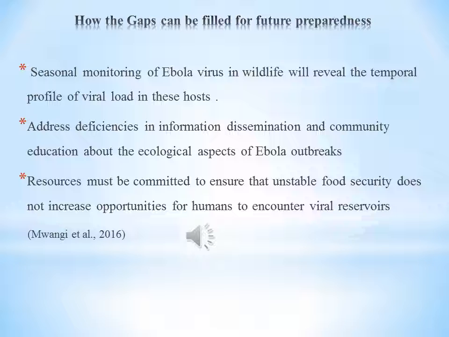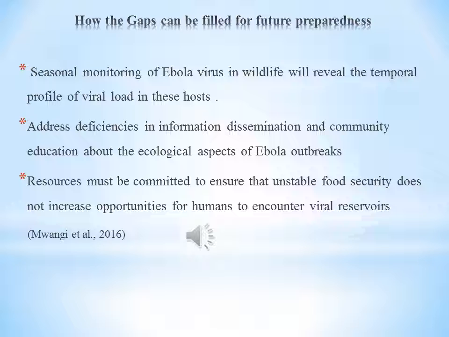Evidence of asymptomatic infection in fruit bats suggests that these mammals may be natural Ebola reservoirs, but there is a need to empirically identify ecological drivers of virus spillover and how these drivers influence infection of other susceptible hosts, including humans. Secondly, to address the deficiencies in information dissemination and community education about the ecological aspect of Ebola outbreak, a coordinated response is required. Studies have revealed striking deficiencies in community understanding of modes and ecological drivers of Ebola transmission, as well as cause and effective interventions for Ebola virus disease.